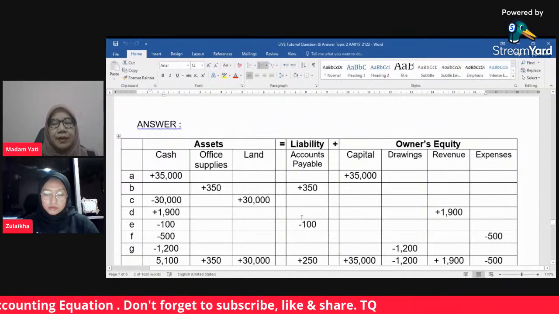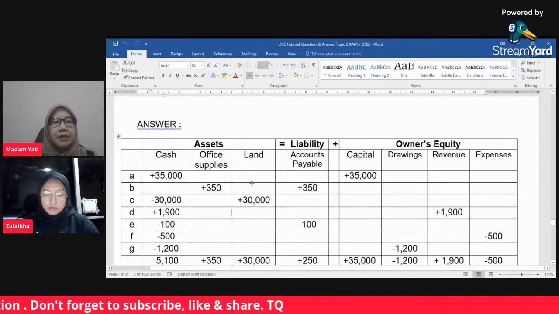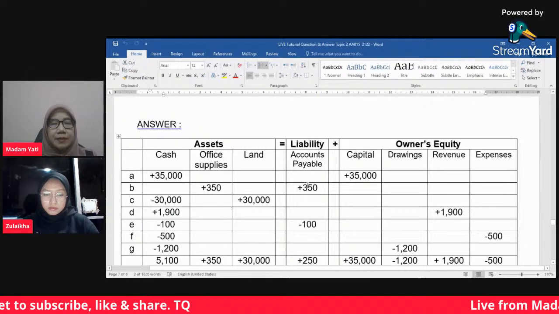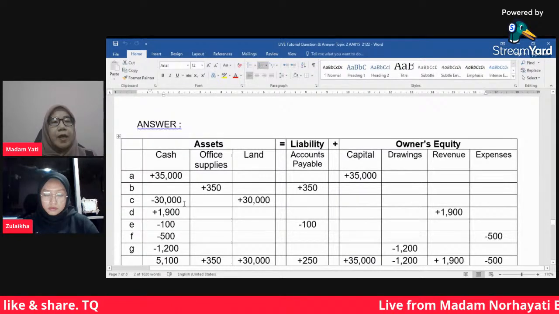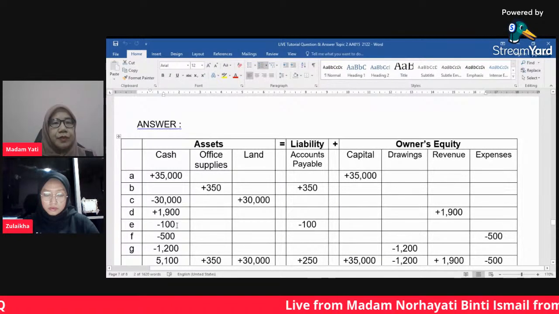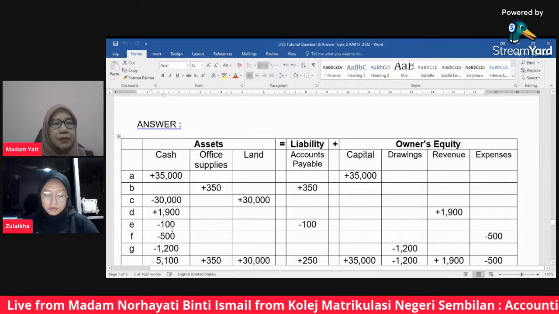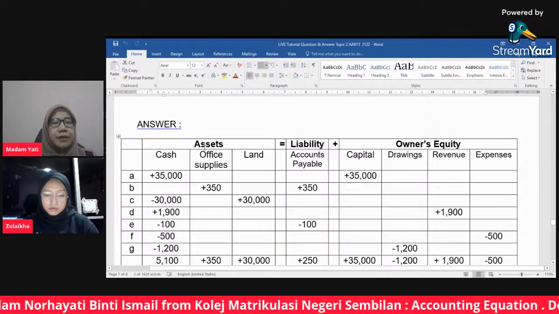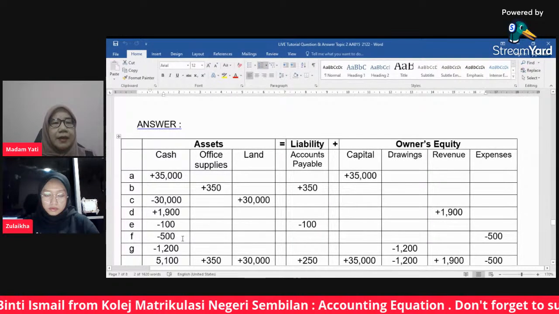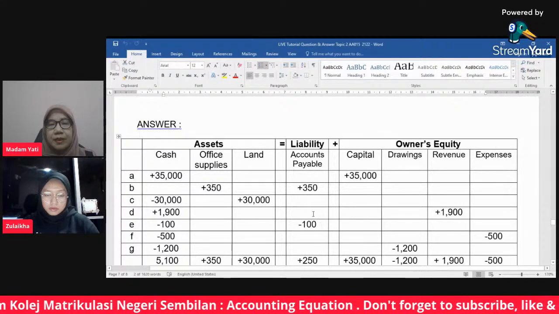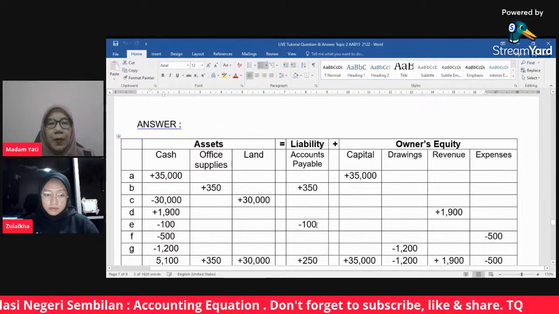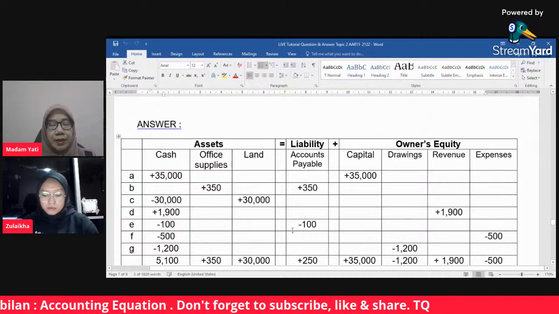Okay, E. E ialah pay 100 on the account payable. Okay, this one relate dekat account payable just now. Kita purchase office supplies on credit. Now we want to pay cash to the account payable. So it will decrease the amount under cash, iaitu decrease in asset, and at the same time kita akan reduce our account payable with the amount 100.